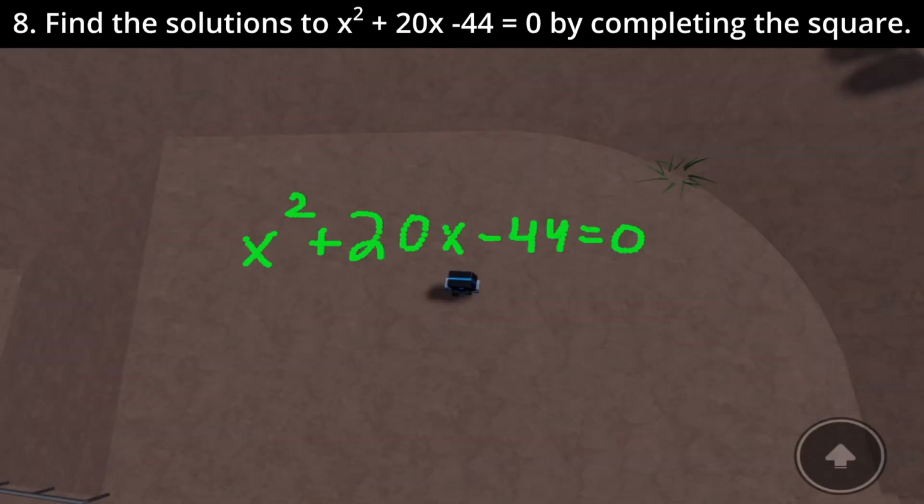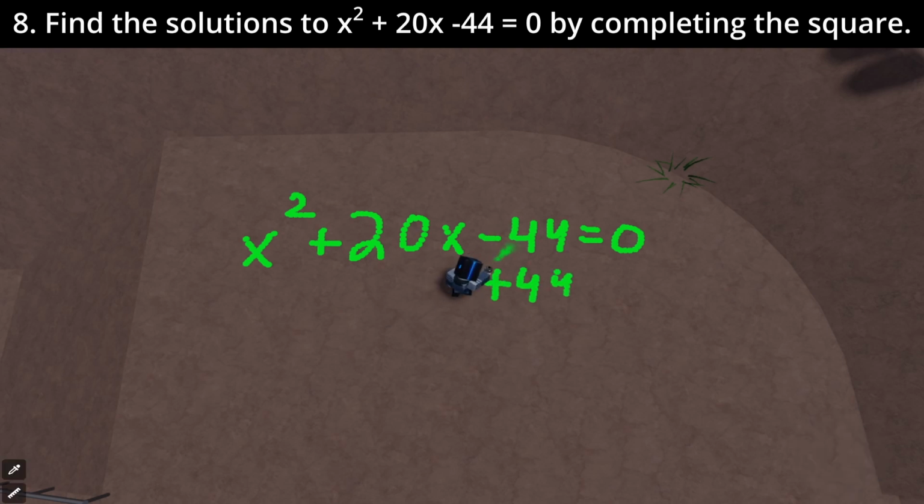Our final problem of the day says x squared plus 20x minus 44 is equal to 0, and we need to solve this by completing the square. First thing I'm going to do is add 44 to both sides. And if I do that, I'll have x squared plus 20x is equal to positive 44. Now let's complete the square.